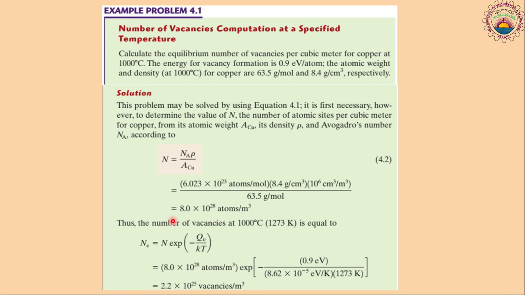So to find out the number of vacancies in this amount of the lattice sites at 1000 degrees centigrade, we'll simply convert the 1000 degrees centigrade into Kelvin, the absolute temperature, and use this formula: N_v equals N, where N is this value, times exponent minus Q, where Q is the activation energy. We have 0.9 electron volt per atom divided by k, that is 8.6 times 10 exponent minus 5, in the unit electron volt per Kelvin, multiplied by the absolute temperature. You can perform this by using the calculator. So the total number of vacancies in the copper at 1000 degrees centigrade is 2.2 times 10 exponent 25, and it is in 1 meter cube of the copper.